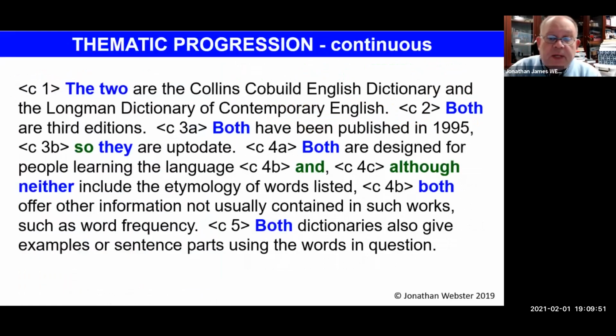Now, continuous thematic progression is where you keep repeating the same thing as theme. Derived would be that you are not necessarily repeating the same thing as theme, not like here. The two, both, both, both. You're always repeating about the two dictionaries. It would be words that are sort of a similar nature. For example, suppose I pick up one of these brochures for a new car.